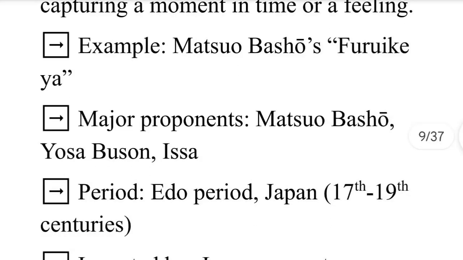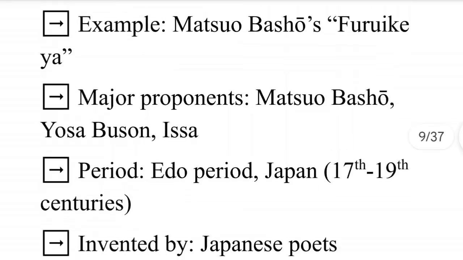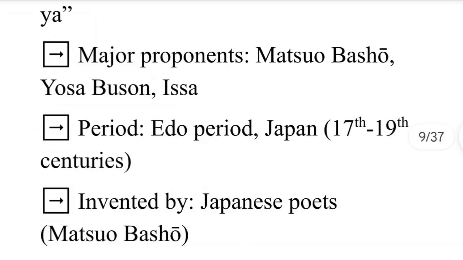When it comes to period, it was invented during the Edo period, and it was popular during the Edo period. The Edo period is related to Japanese literature, and it spans the 17th to 19th century, that is the 17th, 18th and 19th century in Japanese literature. It was invented by the Japanese poet Matsuo Basho.